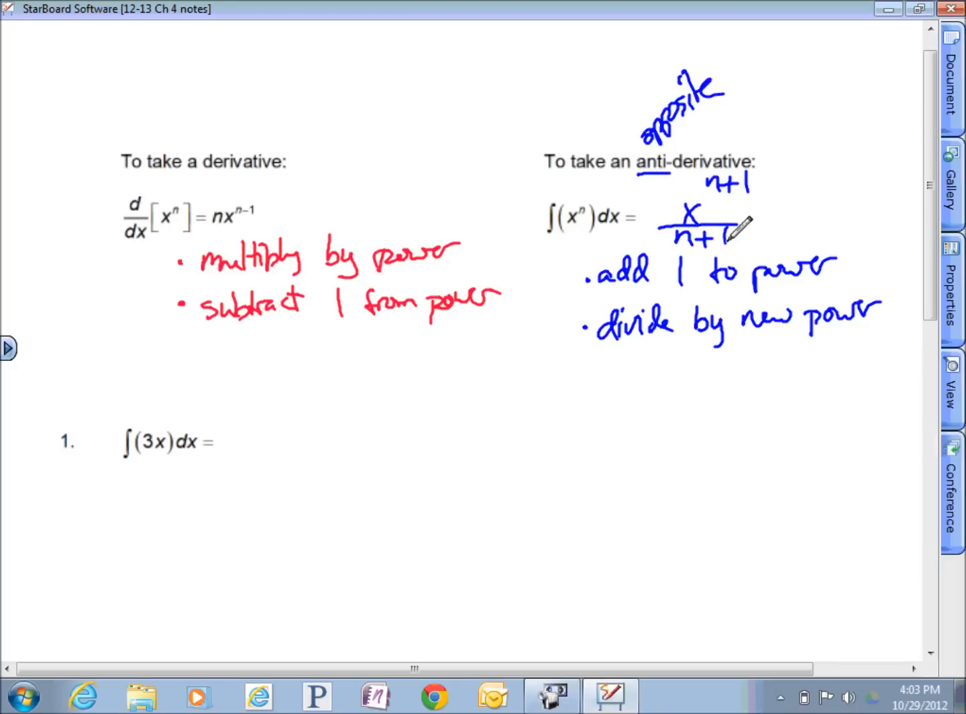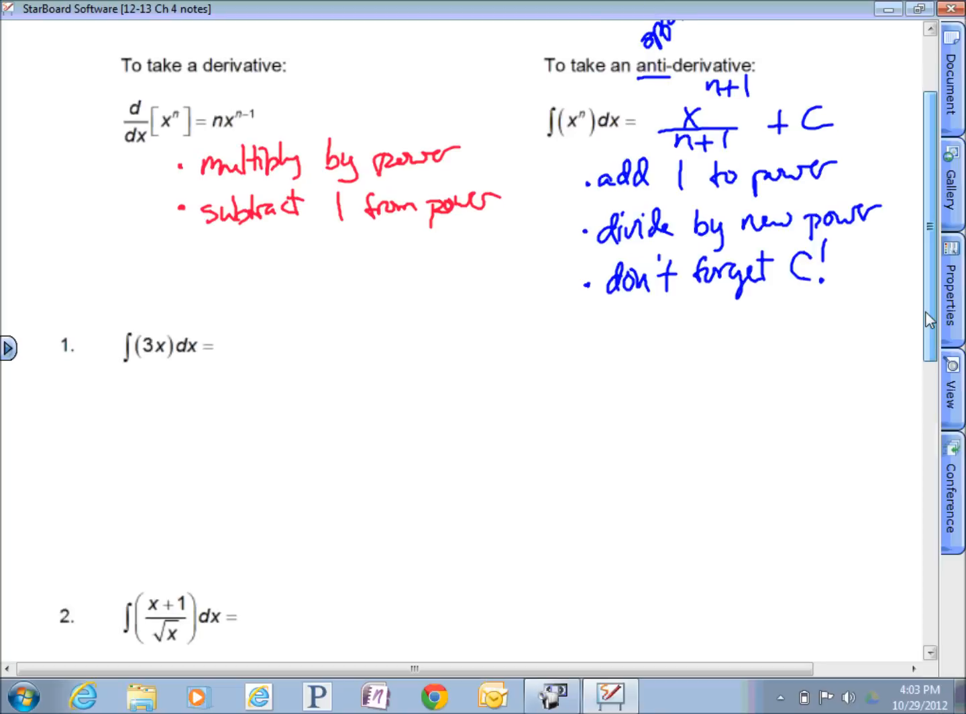And last but not least, don't forget your constant of integration, plus my c. So what did we just do? We just undid the whole thing. What would I normally have done? Take a derivative, and I would have done in red. I would have multiplied by the power and subtracted to create a new one. Here, we're going to add 1 to the power to create the new one. We're going to divide by that new power, and then we're going to remember that constant of integration.